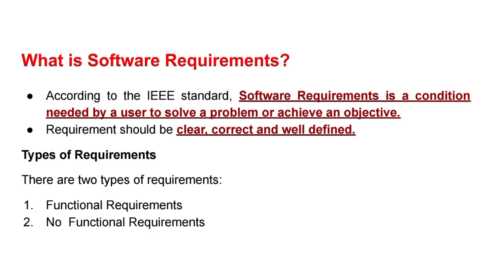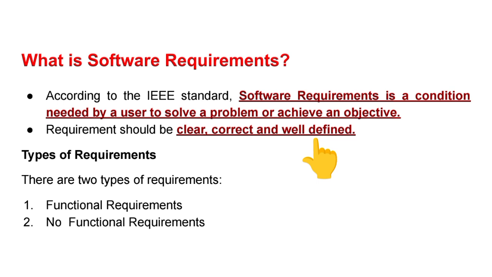Hello everyone, today we will see the difference between functional requirement and non-functional requirement. For that, first we have to understand what is software requirement. So software requirement is a condition needed by a user to solve a problem or achieve an objective. Your software requirement should be clear, correct and well defined. This is the property of your software requirement.